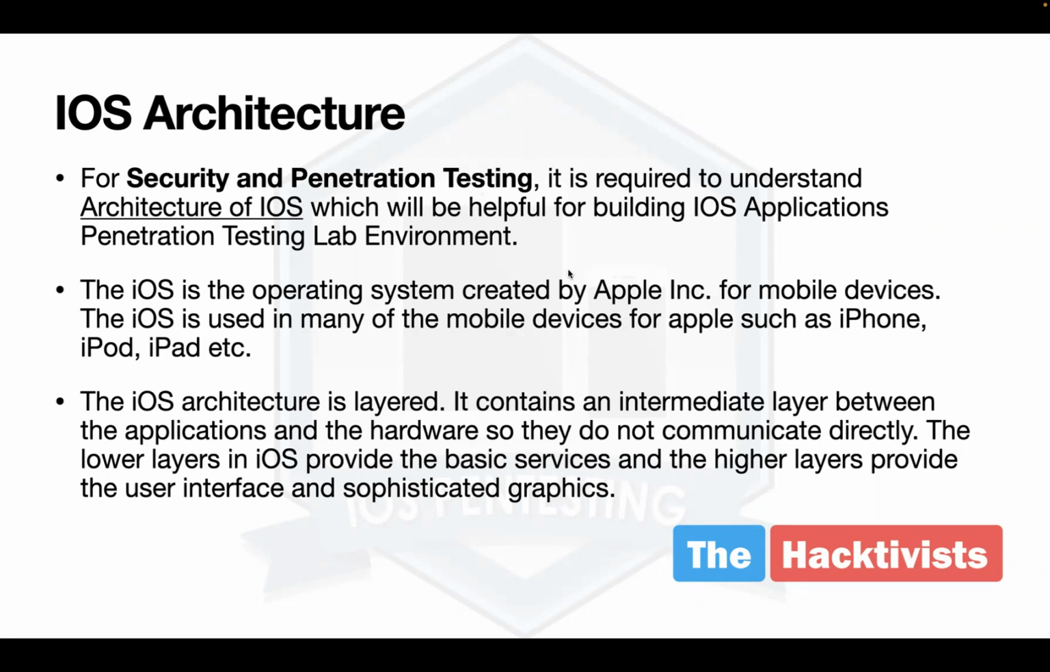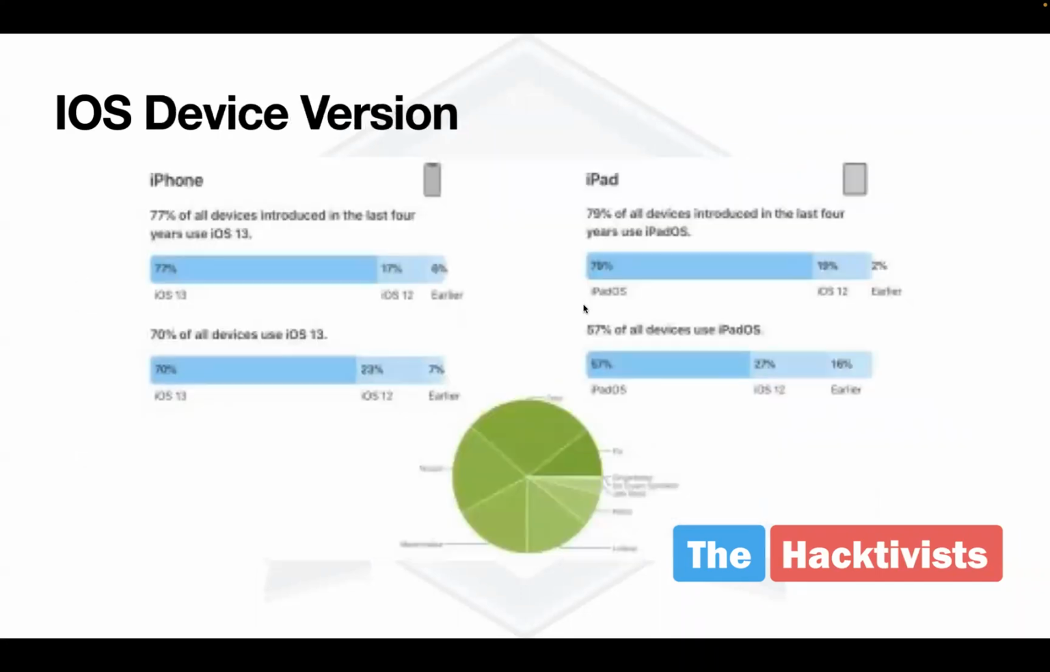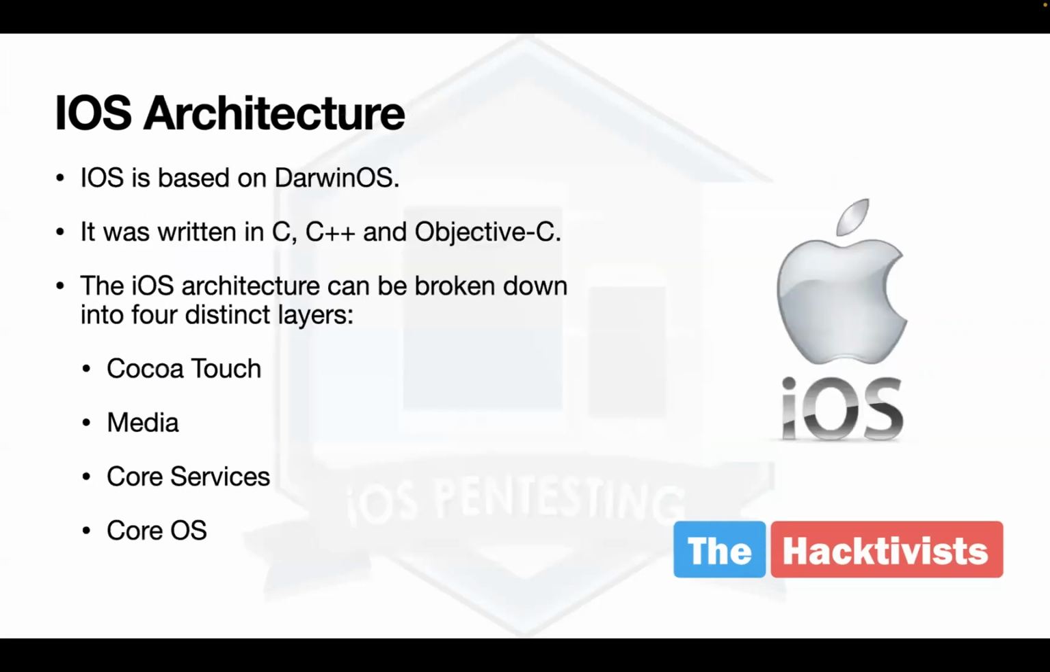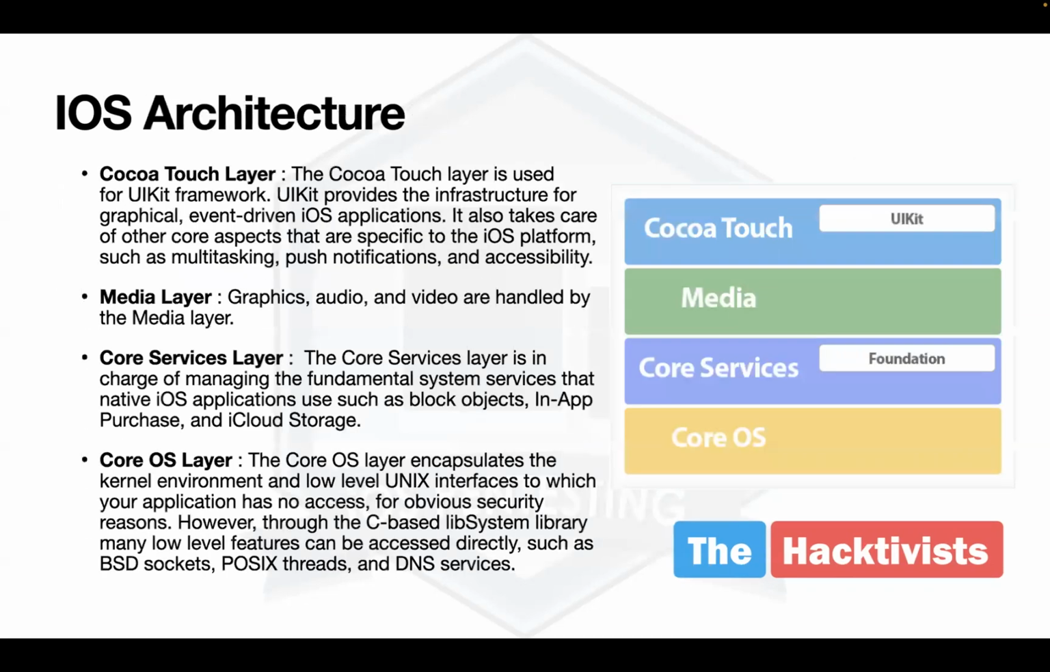So we had understood what iOS architecture is. Typically, iOS is specific to Apple devices, right? And iOS devices have a good amount of market share, and because of that, penetration testing for the applications installed on iOS is required. When it comes to the architecture, typically it is divided into four layers.